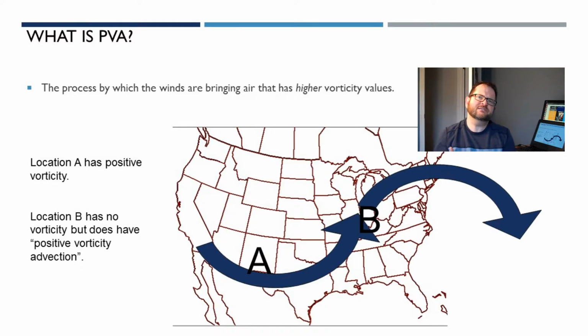So physically, what is positive vorticity advection? Well, what I like to tell students is to think about it this way. Positive vorticity advection is a process by which winds are bringing air from an area that has more positive vorticity towards an area that has less positive vorticity, maybe even negative vorticity. So for example on this map right here, A is in the trough. It has a lot of positive vorticity. The wind is rotating as it goes through there. At location B, the wind is going in a straight line. There's no relative vorticity there. But location B does have positive vorticity advection.